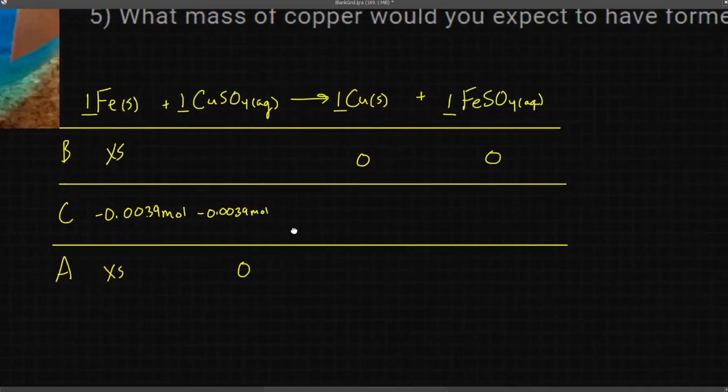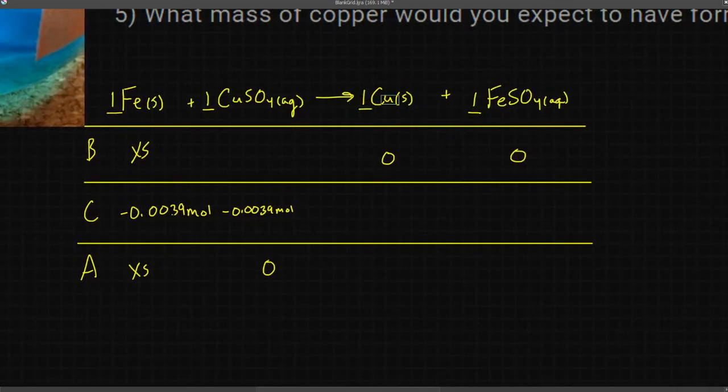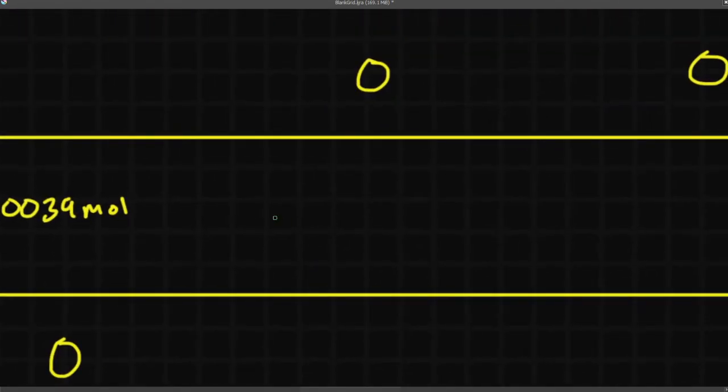Similarly, we're going to make copper. One of these makes one of these. So 0.0039 moles of these must make 0.0039 moles of these.